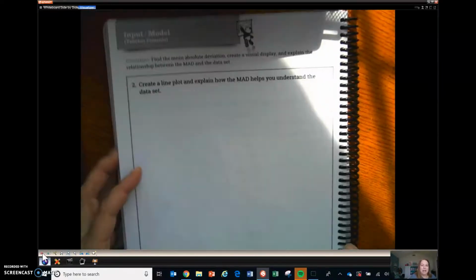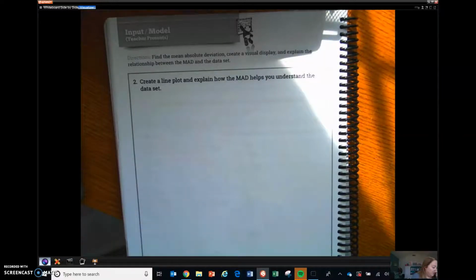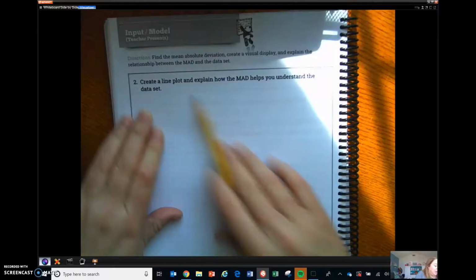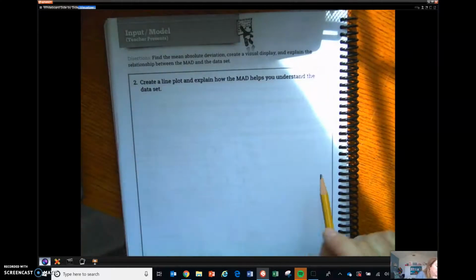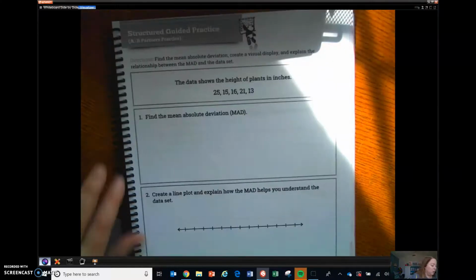This is not a concept that you use a lot, but it is expected to be known in 7th grade. So you need to work on this and ask me questions if you have questions. Find the mean absolute deviation. It says, create a line plot and explain how the MAD helps you understand the data. Actually, I'm going to skip that one and keep going because I only get 15 minutes on these recordings.